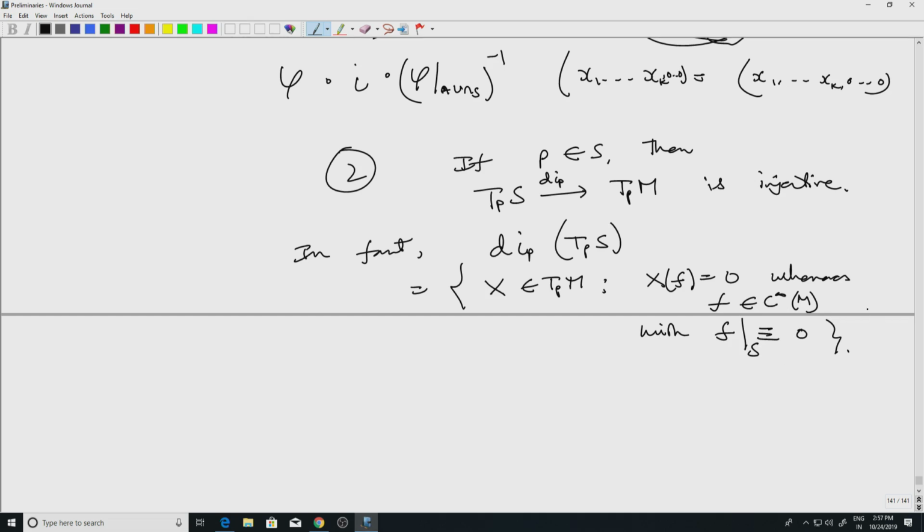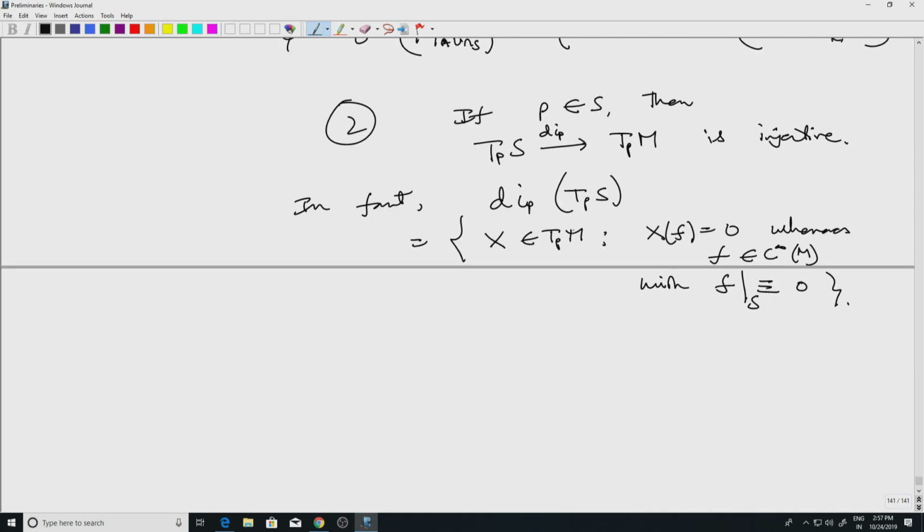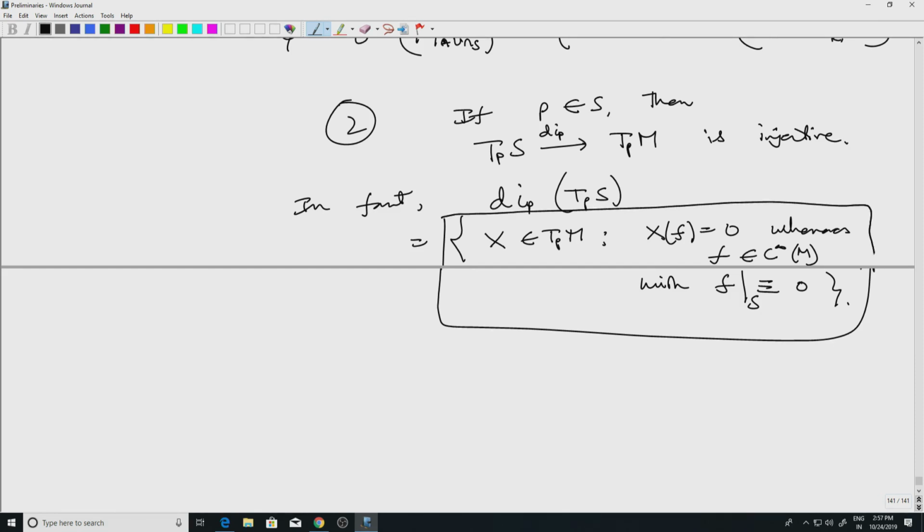So what I'm doing is I'm coming up with a concrete subspace of the tangent space to the big manifold, which happens to be the image of this tangent space to the submanifold, image under this map dI_p, derivative of the inclusion. So in practice, we can think of T_pS as a subspace of T_pM given by this thing here. So let's quickly see why this is the case. Why is the image like this?